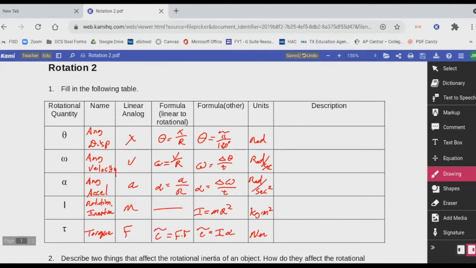Would it be Newton meters or? Oh, it would because you have force and distance, yeah. Oh yeah, okay. I got it. All right, short descriptions.